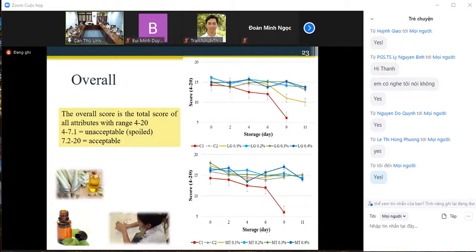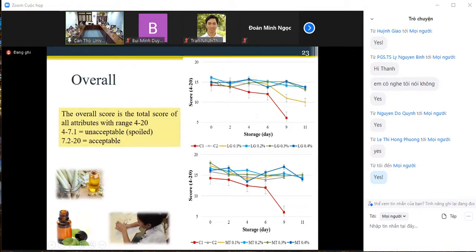Overall is from the parameters like taste, odor, and texture. This overall score is added together with the total ranging from 4 until 20. We categorize it as spoiled when it reaches 4 until 7.1, which is unacceptable, and 7.2 until 20 is still acceptable. So the clear thing in the diagram is that C1, the one without soaking solution, reached the spoiled category on day 9.